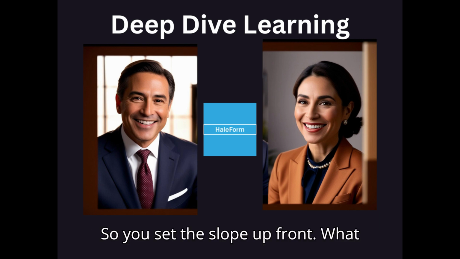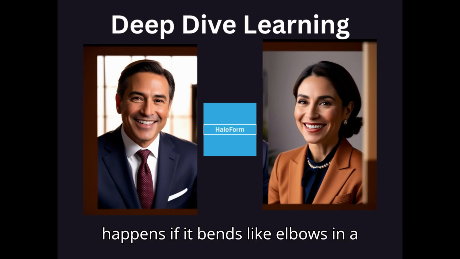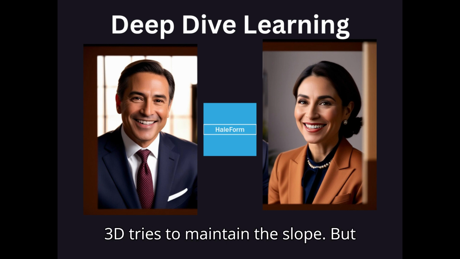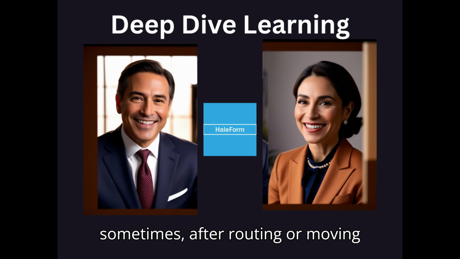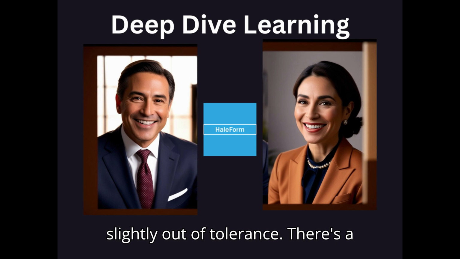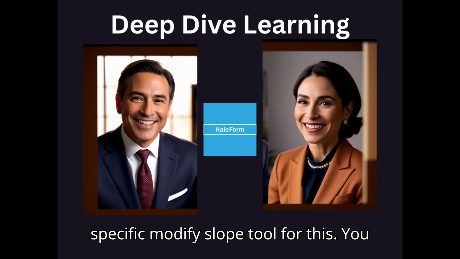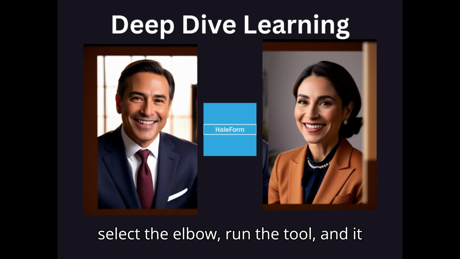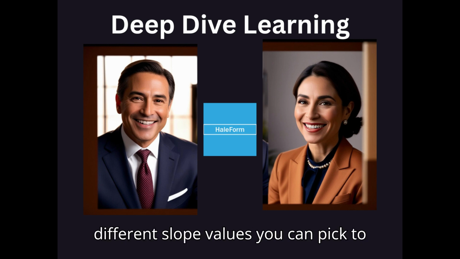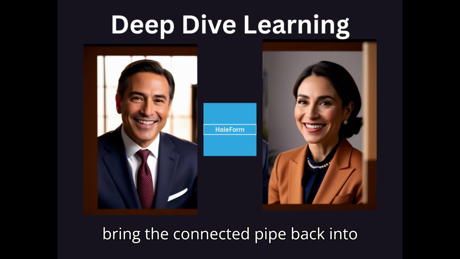So you set the slope up front. What happens if it bends, like elbows in a sloped line? Good question. Smart 3D tries to maintain the slope. But sometimes, after routing or moving things, turns like elbows might end up slightly out of tolerance. There's a specific Modify Slope tool for this. You select the elbow, run the tool, and it usually gives you a list of slightly different slope values you can pick to bring the connected pipe back into tolerance.